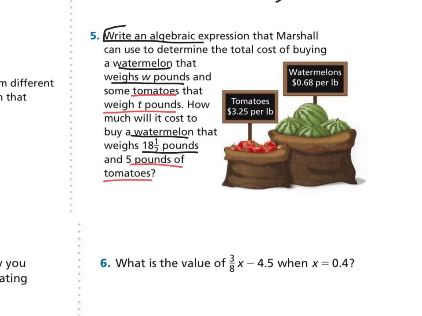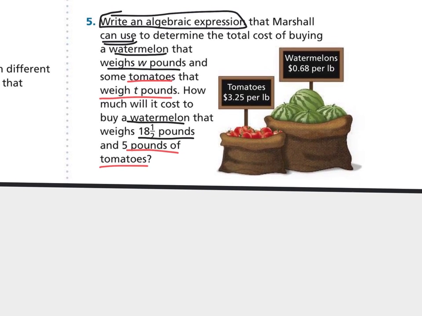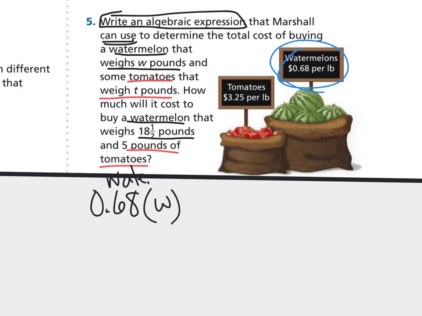But again, first it says write an algebraic expression that he can use. So we've got to write the expression first, and then we're going to substitute and evaluate that. So 2 parts here: we've got the watermelon and we've got the tomatoes. The watermelon is 68 cents per pound, you can see over on the sign. So 68 cents a pound means we're going to have 68 cents times however many pounds our watermelon is. Okay, that's for our watermelon costs.